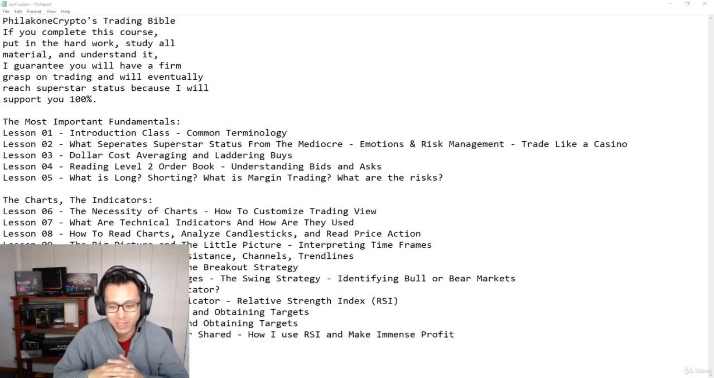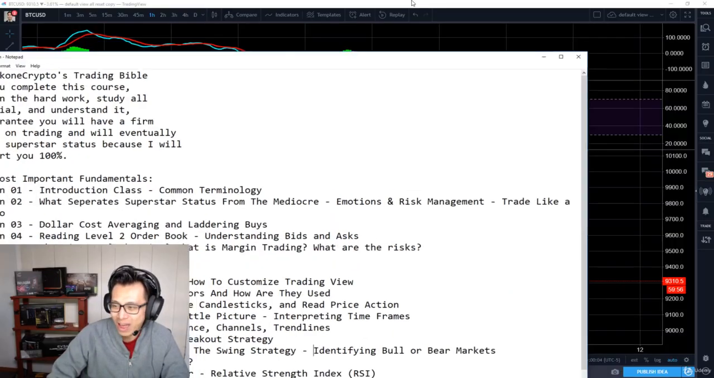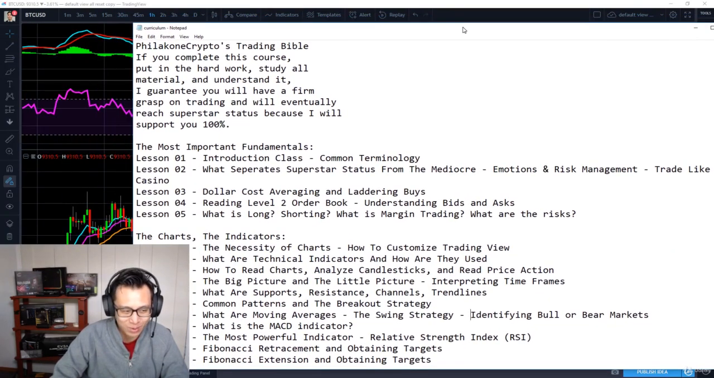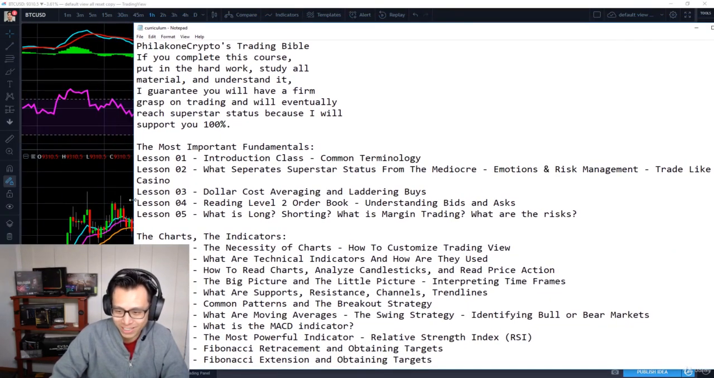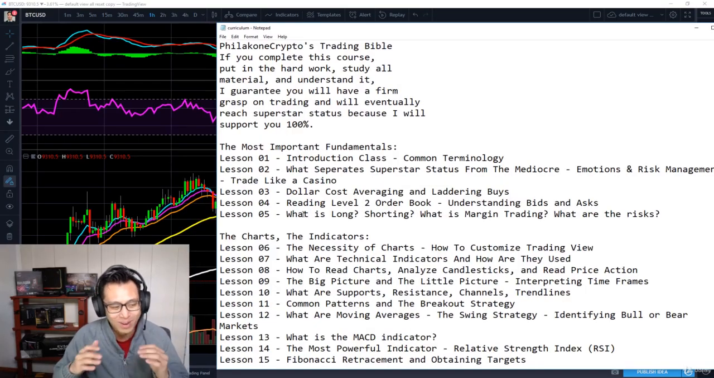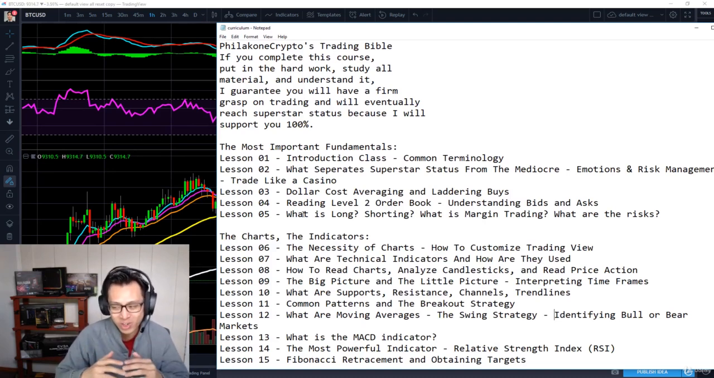And today's topic is going to be lesson 12. What are moving averages? And the swing strategy, guys. That's what we're going to be talking about. It's most likely going to be one of my favorite topics to talk about, and I'm so excited to have you guys here in this class. So today we'll be talking about what are moving averages, the swing strategy, and how we identify a short term or a medium term or a long term bull market and bear market.